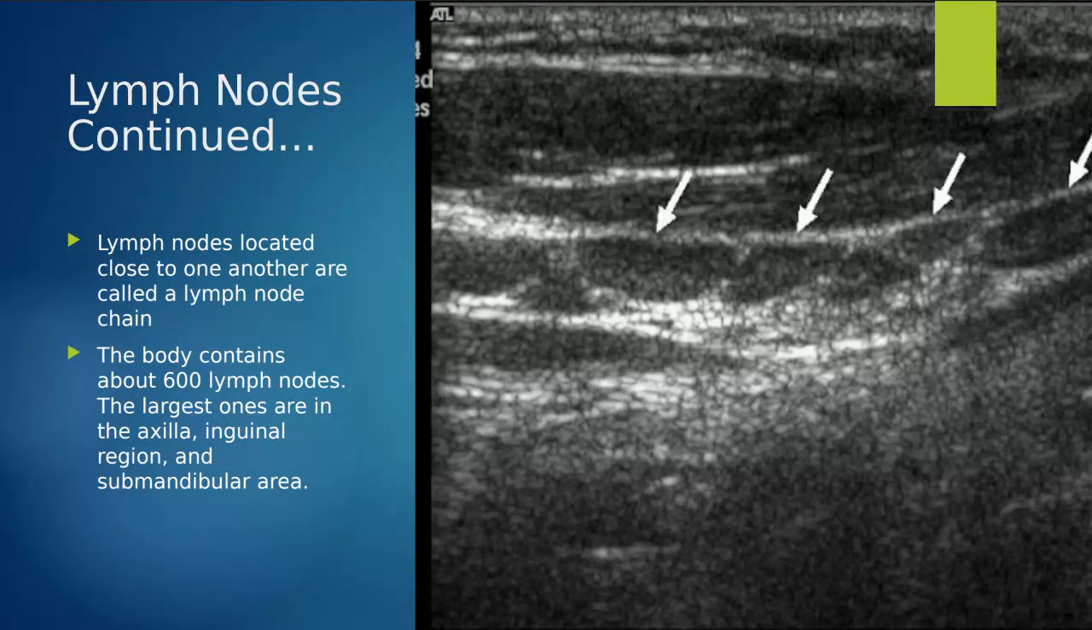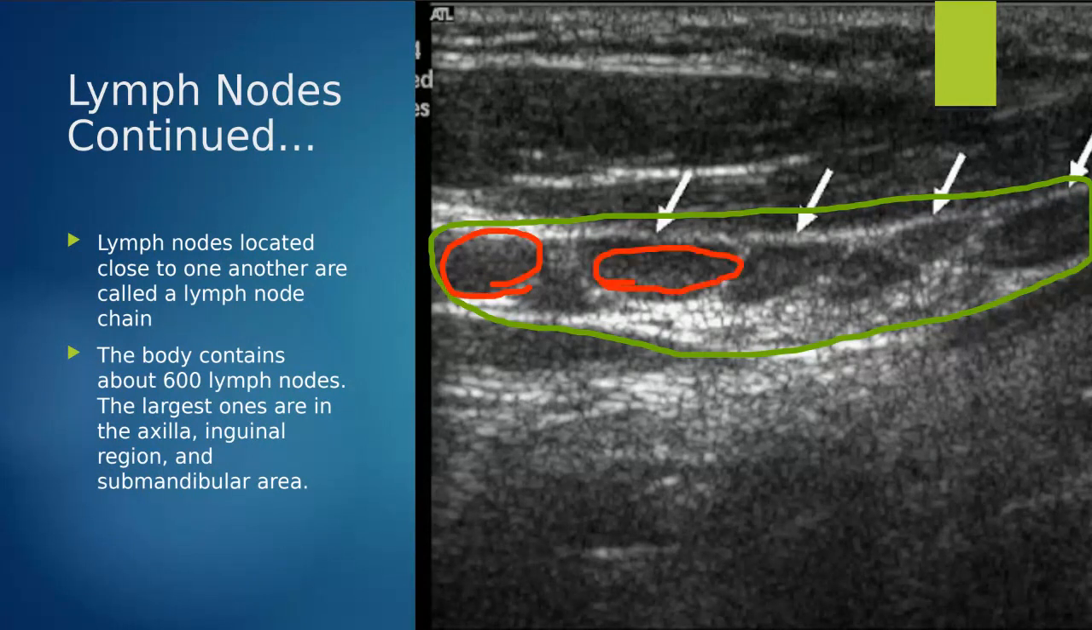So if we look here, this is actually a picture of a cervical chain of lymph nodes, so located in the neck. You may look at this, if there weren't arrows pointing to it, and say that this is all just another muscle layer, right? But it's not. These are all lymph node, lymph node, lymph node, lymph node, lymph node, and lymph node, right? So it's a chain of at least 6 lymph nodes right there.